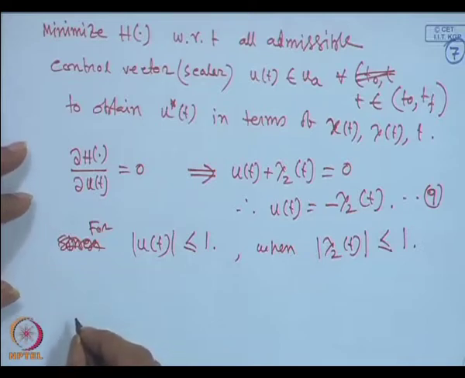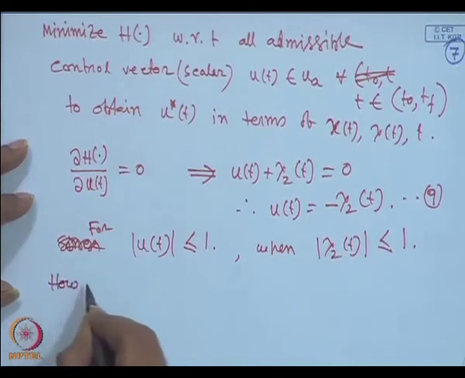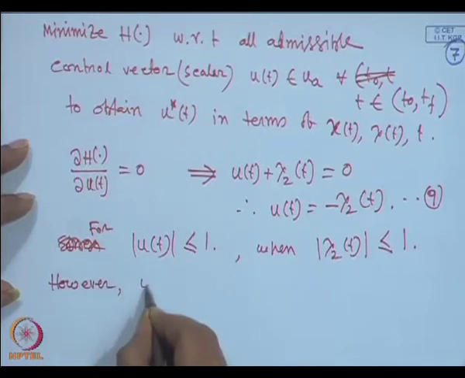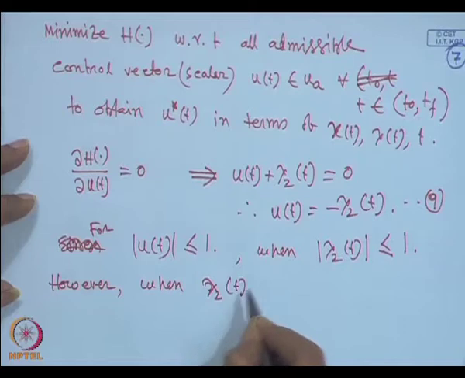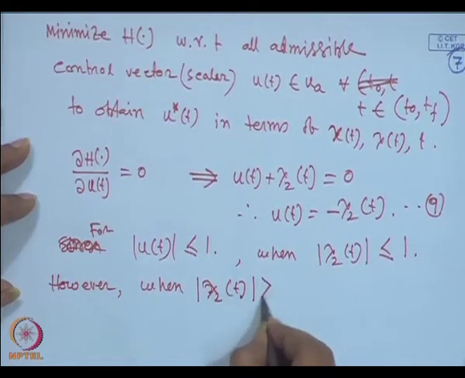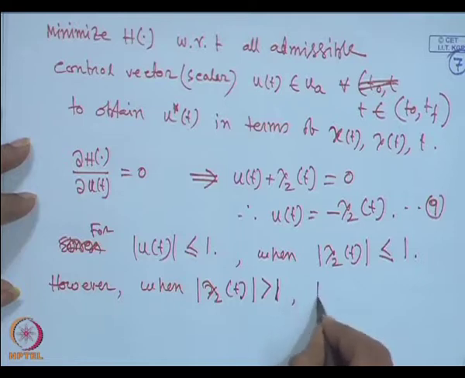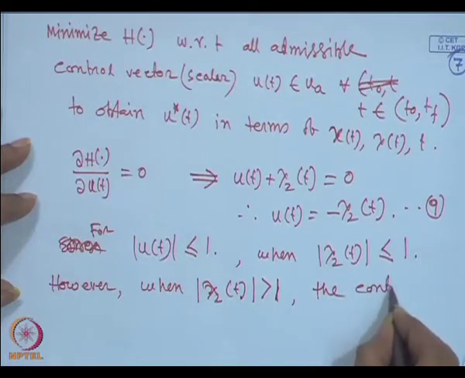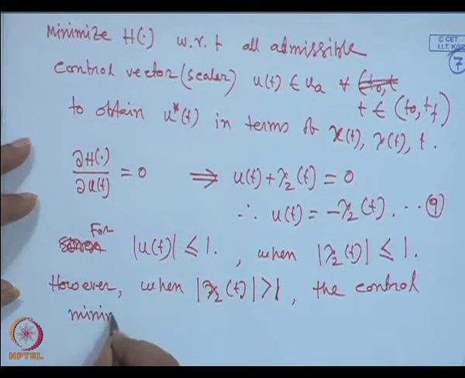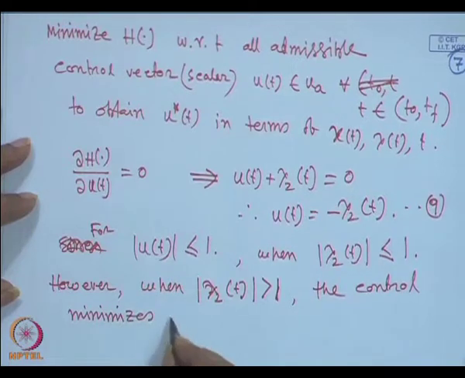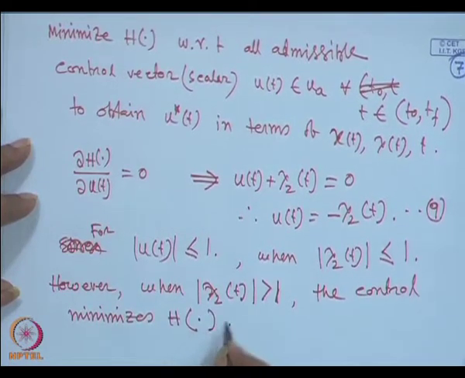So, then what is our control sequence? Suppose it is less than 1, however, when mod of lambda 2 of t is greater than 1, the following control minimizes the Hamiltonian function.